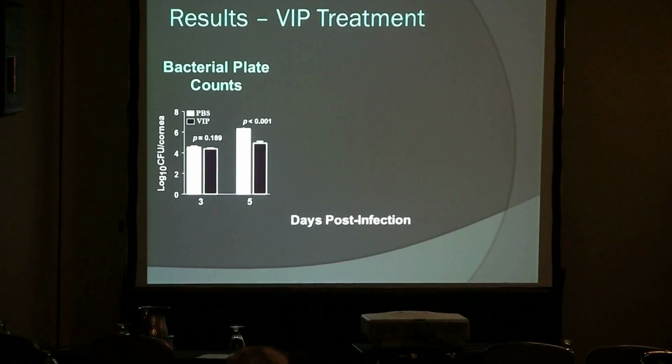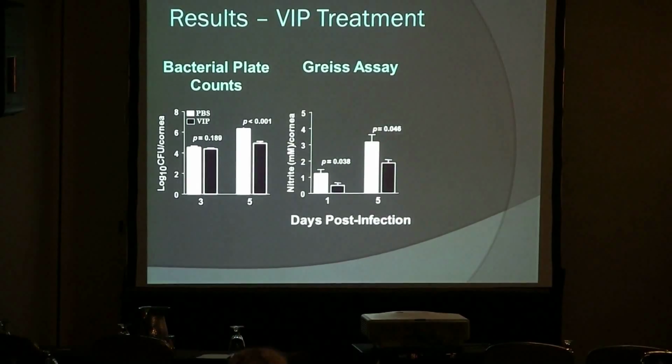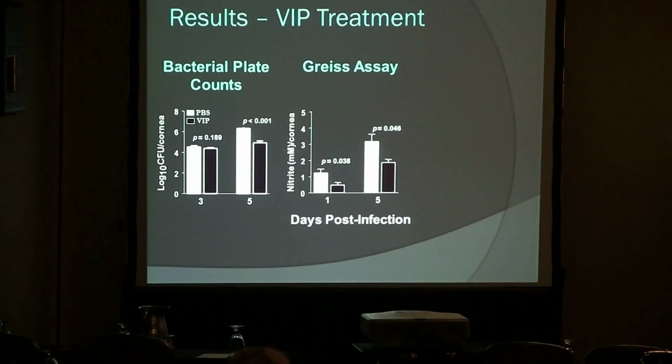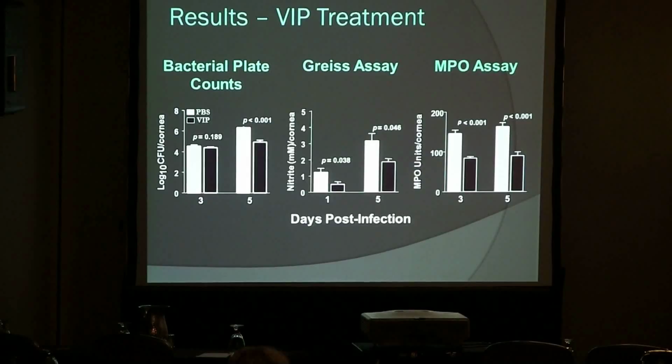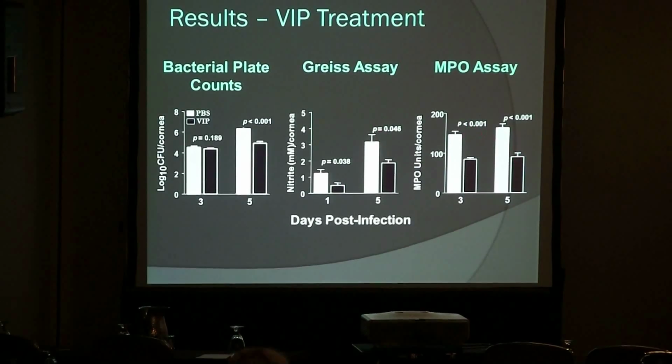At this point, we then looked to see if there were any changes in bacterial load in these corneas. And in fact, at 5 days post-infection, we did see that VIP treatment decreased bacterial load in the corneas. And then we also saw a reduction in nitrite levels, indicating that macrophage activation was decreased, and a decrease in myeloperoxidase levels as well, which corroborated our histopathology sections showing that there was in fact a decrease in PMN infiltration into these corneas.